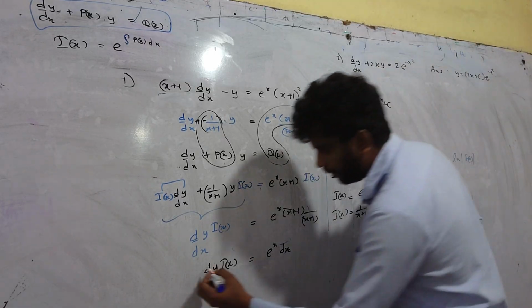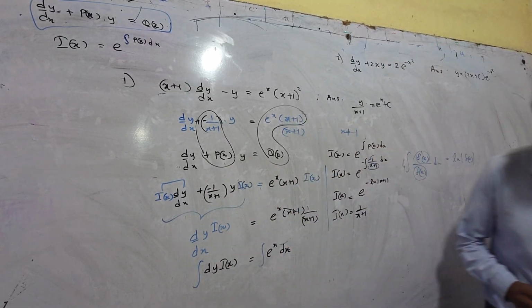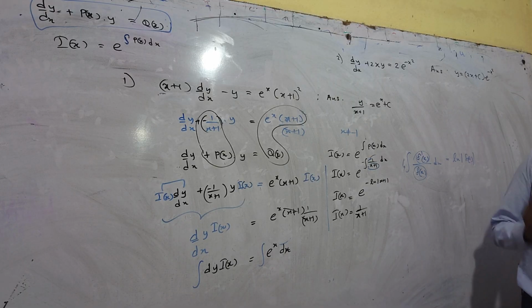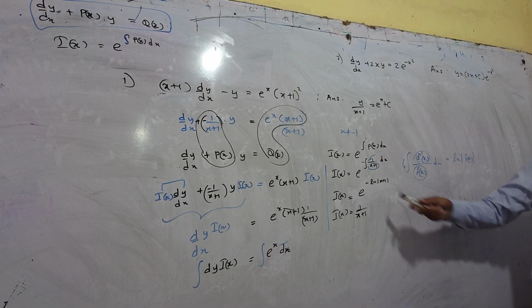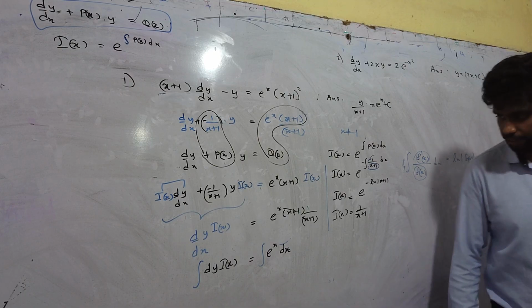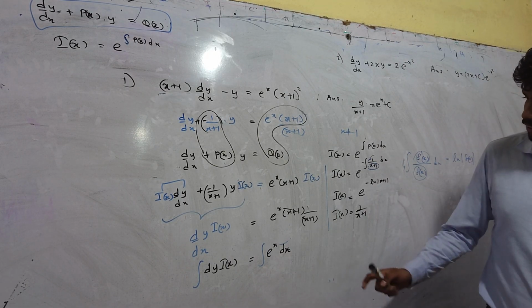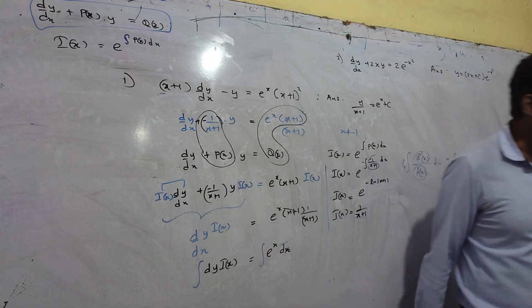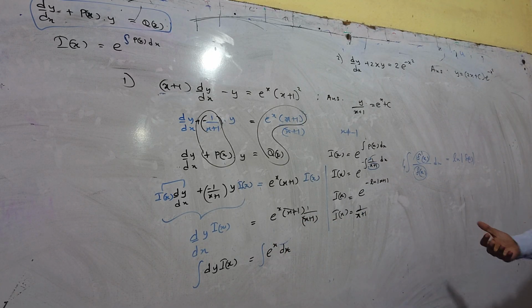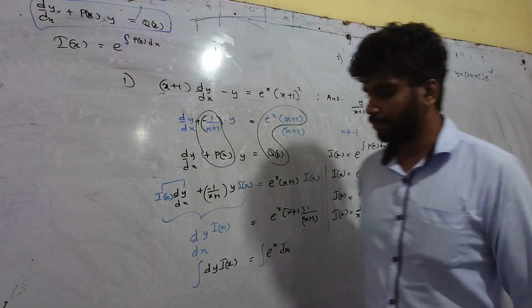So then you can integrate both sides. Now we are close to the answer. You can replace this I of x with 1 over x plus 1 and the rest. So now you can see why this modulus sign does not affect the answer, because on both sides you have that modulus sign.